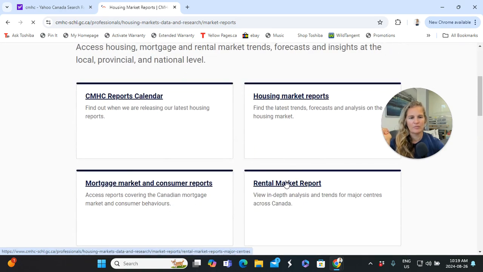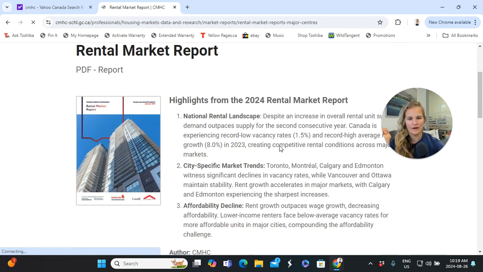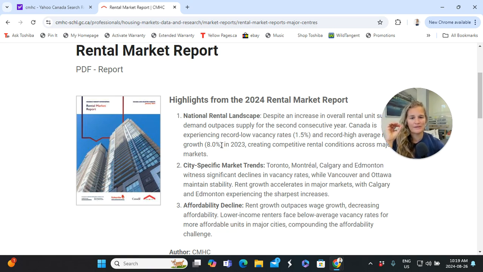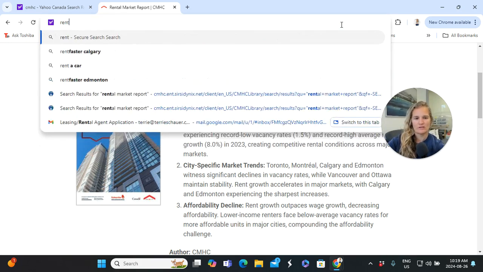And in here, I have my rental market report. So this goes through, you can download this. This report comes out in January once a year, and it looks at city-specific market trends as well as the national rental landscape. So if you do not already read this, please make sure that you are checking this out. The next data set that I find really interesting is rentals.ca.